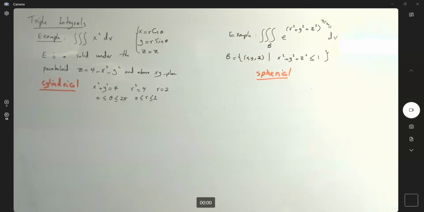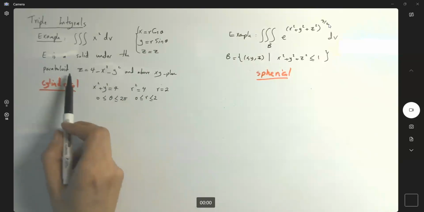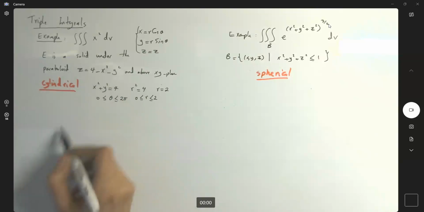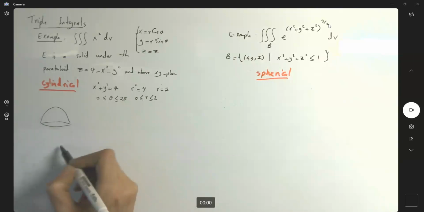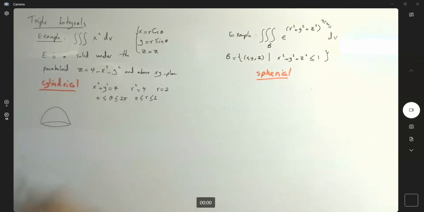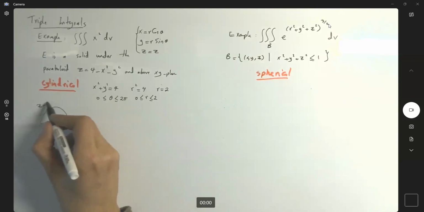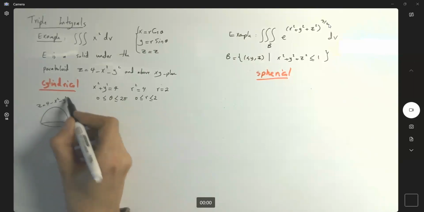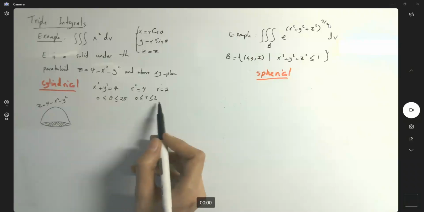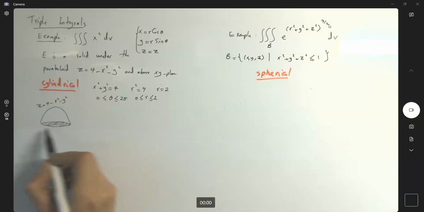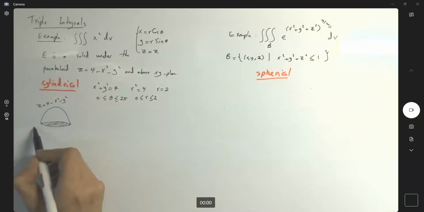You can visualize this as well. It's not that difficult to graph this paraboloid. It opens downward. So this is my z equals 4 minus x squared minus y squared, and as you can see, you have a base, theta ranges between 0 and 2 pi, and r is bounded between 0 and 2. Negative 2 and 2, and this is yours.